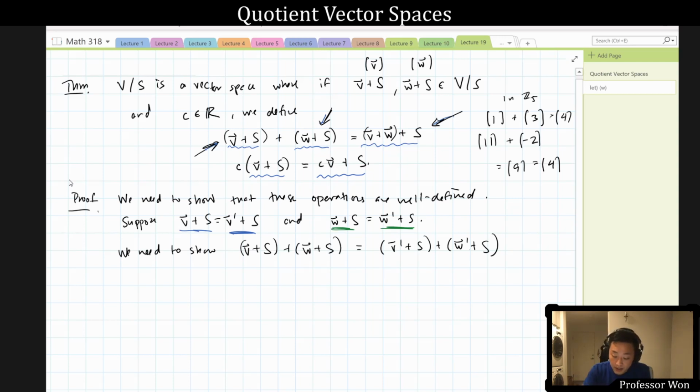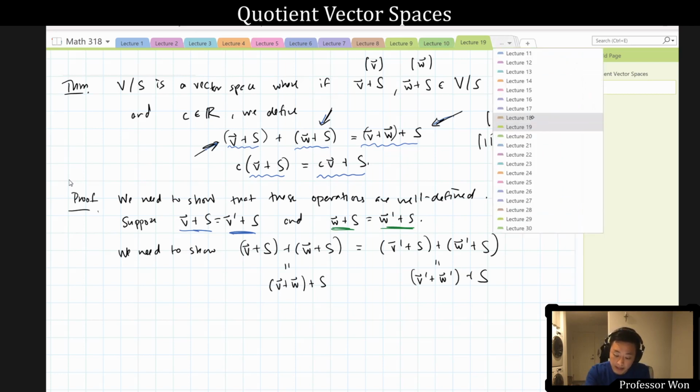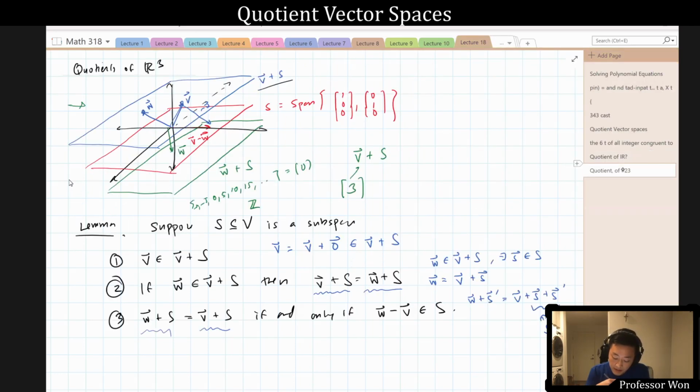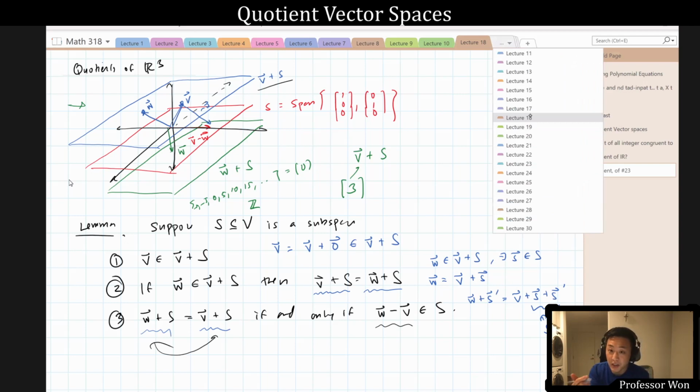Okay, now by definition, this is the plane containing V + W. And by definition, this is the plane containing V' + W'. Okay, how can I tell whether or not these are the same plane? Well, this goes back to the lemma that we saw last time. It's right here. The lemma says that two planes are the same if and only if their difference lies in S. W + S is the same plane as V + S if and only if W - V is in S. Okay, I didn't prove it, but the proof is in the notes. And it's the kind of proof that you need to look at yourself.